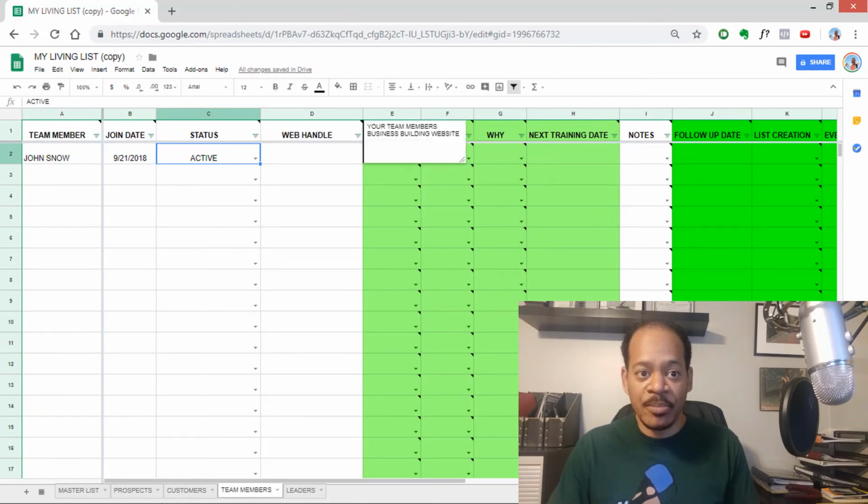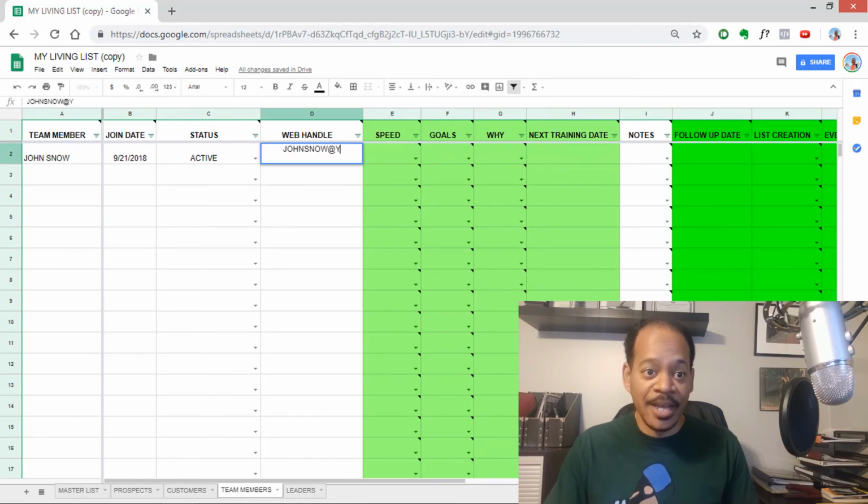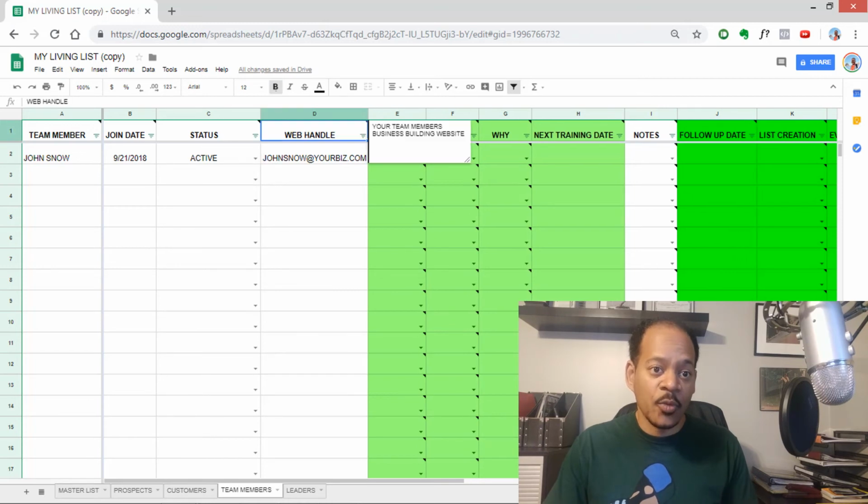Next, you can track your team members' web handle for their business site. In my partnership program, I give my team members access to a full training site, as well as other resources that I actually track here. If you or your team has something similar that's specific to your team, you can definitely track that rather than the company website.